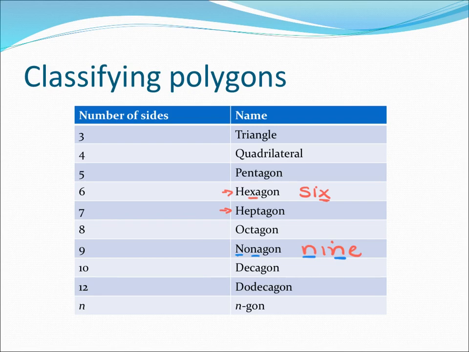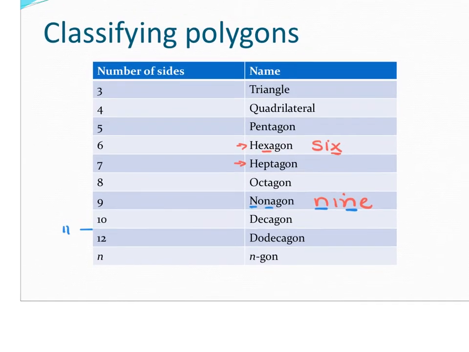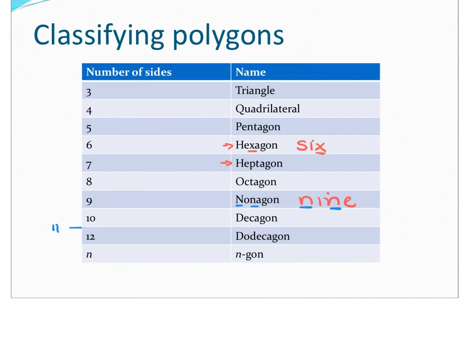Decagon is a 10-sided figure. You can also think of a decade, which is 10 years. Dodecagon is the 12-sided figure. Notice they jump over 11. 11 doesn't have a special name. When we refer to an 11-sided figure in this class, we're just going to call it 11-gon. So all you do is N is the number of sides, and then you're just going to put a dash and then write the letters GON. If it were a 100-sided figure, you would call it 100-gon.